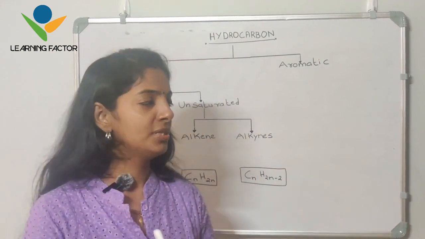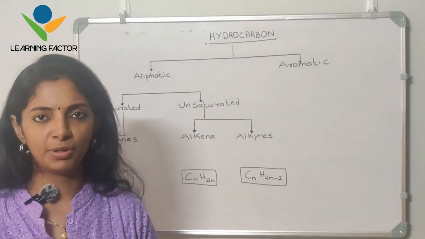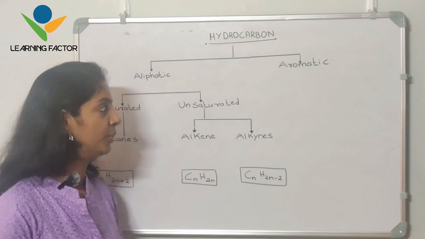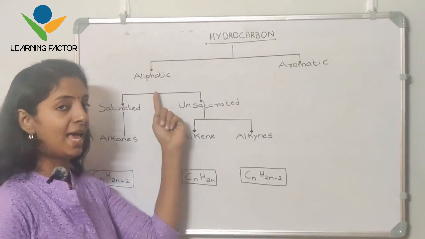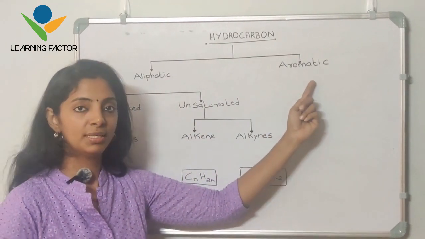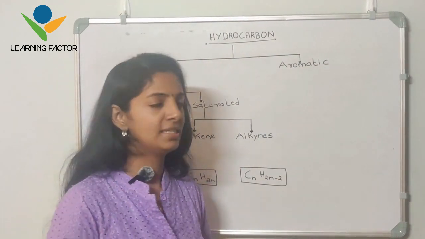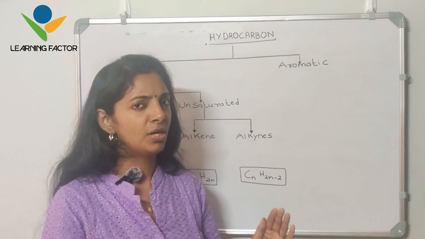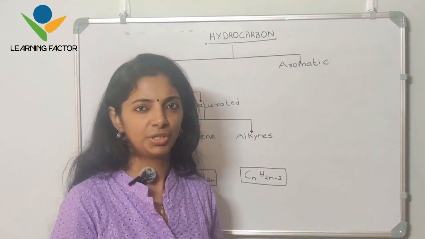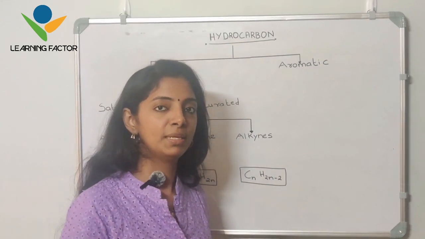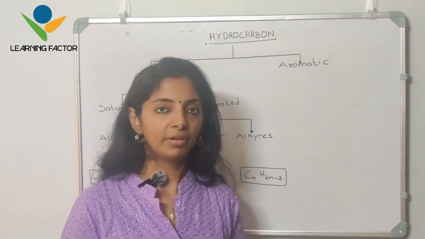Now I'll give you a small introduction about hydrocarbons. Hydrocarbons are of two types. The first one is aliphatic compounds and the second one is aromatic compounds. Aromatic compounds, I think, are not in your syllabus, but I'll give you a small thing. I think only the benzene structure you have, so I'll tell you about benzene. What is benzene? Benzene is generally a ring compound.